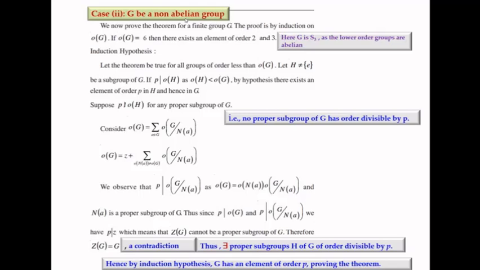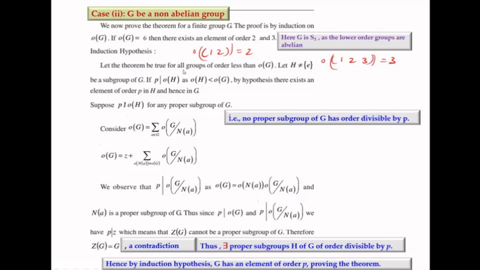And because G is non-abelian, the order of G has to be 6, because the lower order groups are all abelian. So when the order of G is 6, G has to be S3, and there exists an element in S3 of order 2 as well as 3. This element (1, 2), when we consider it in S3, has order 2, and this permutation has order 3. So in the case of S3, we have the result to be true. So if the order of G is 6, the result holds.